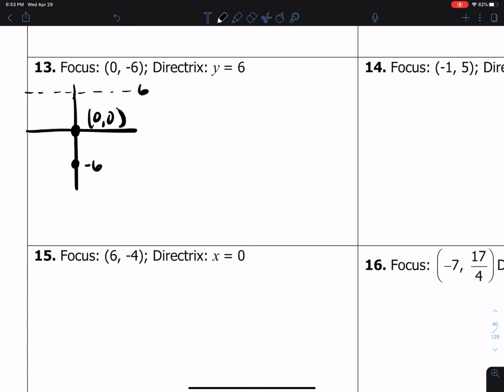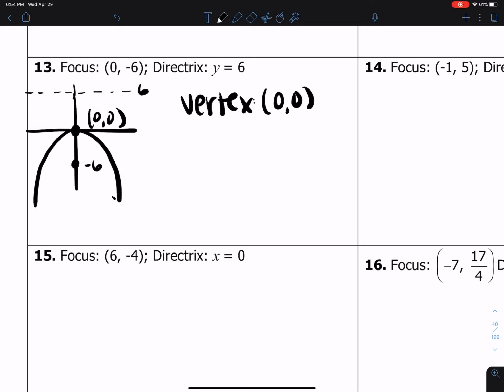And the vertex and the focus are always along the same line. So if the directrix is here and the focus is here, the vertex has to be right there. It can't be like over here or up here or something. It has to be in between those and on the same line as the focus. So we know the vertex is at 0, 0.